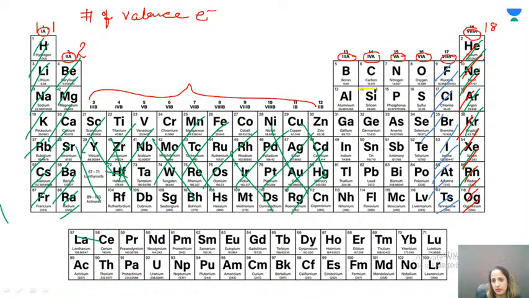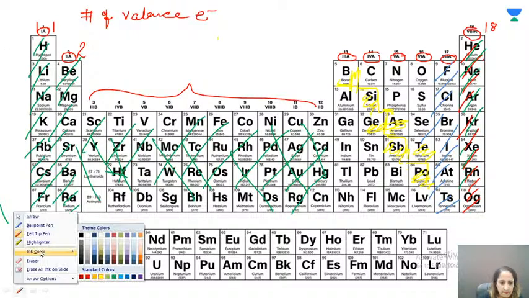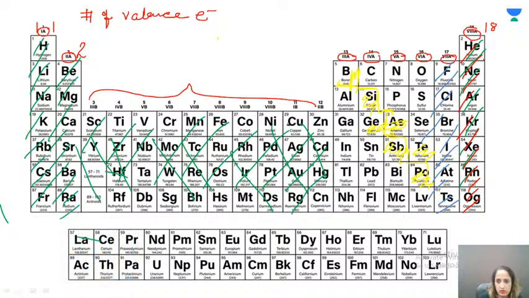a zigzag line over here, and it divides our metals from our non-metals. Okay, so whatever I have shaded yellow, those are metalloids. Now let's see what some more metals are here. So over here are some more metals that we have.